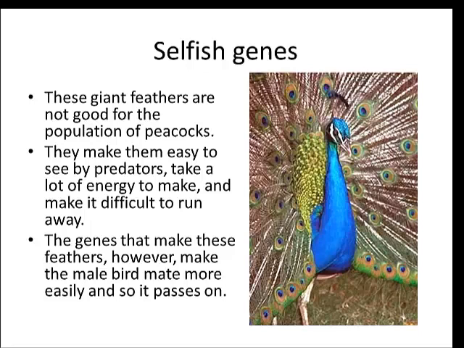Why? Because it makes them attractive to mates. An animal that is dull doesn't mate. It might not get eaten by a predator. It might be able to fly away really quickly over maybe another member of its population if it's dull, but it's not going to pass on those genes because it won't be selected by the females.